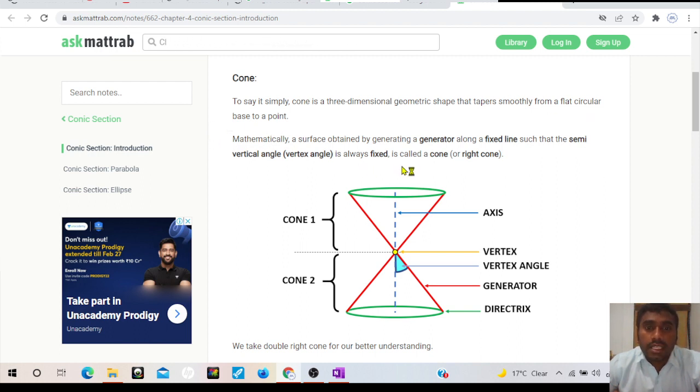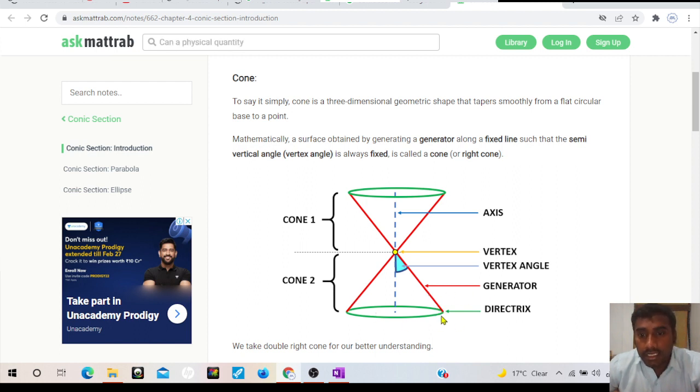First of all, you can see here we have two cones. This is cone number 1 and this is cone number 2. This is known as the axis of the cone. This is the vertex where the two cones are meeting. This is the vertex angle. And this line is the generator, the slant line, and this is known as the directrix.